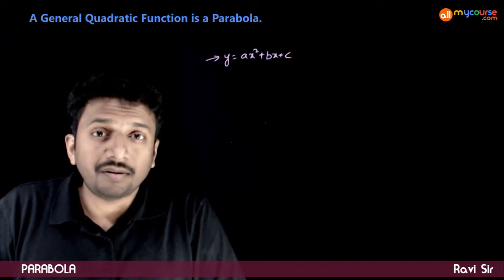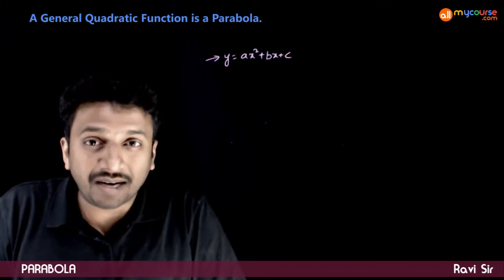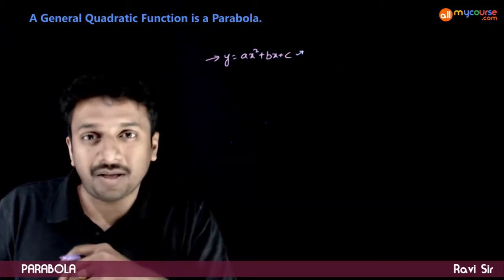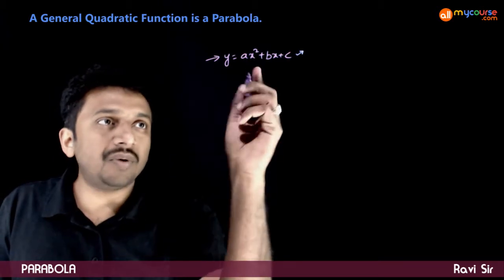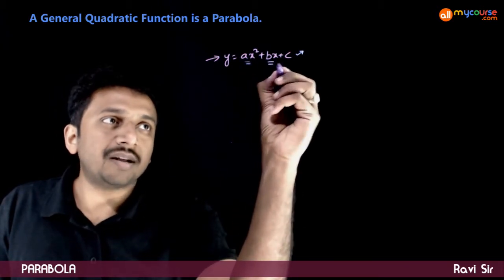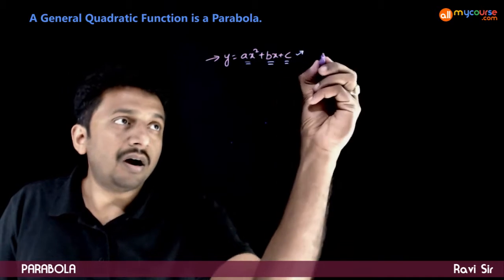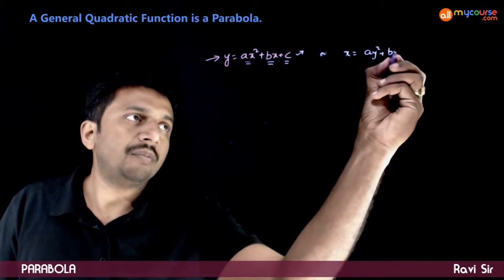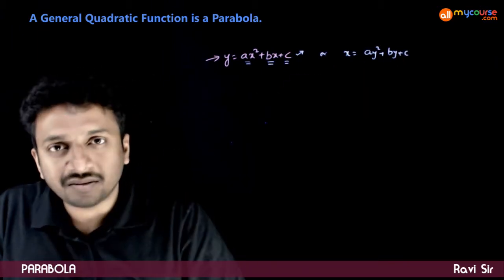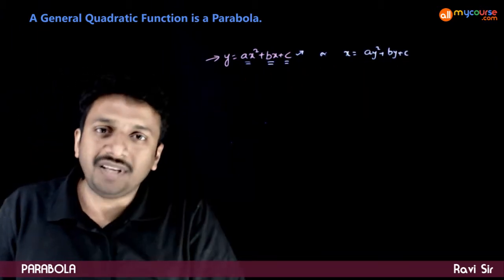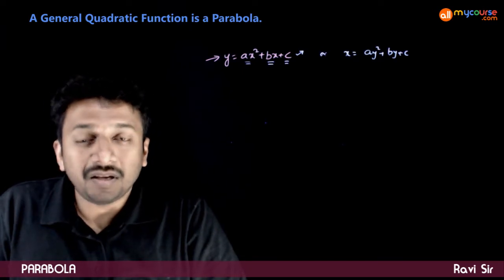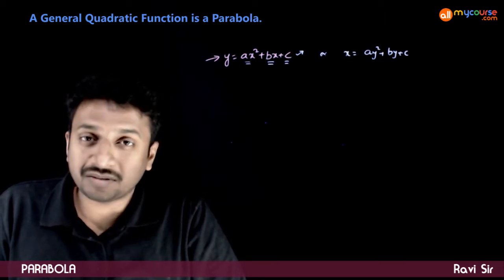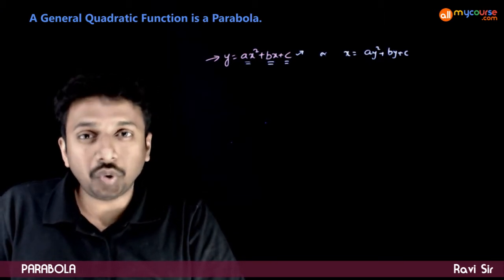So welcome students. In this video, let us try to understand the fact that every quadratic function represents a parabola. That is, if you have y is equal to ax square plus bx plus c, or x is equal to ay square plus by plus c, and you draw the graphs of these curves, you will get a parabola. So how am I sure about this? Let us try to do some derivations.